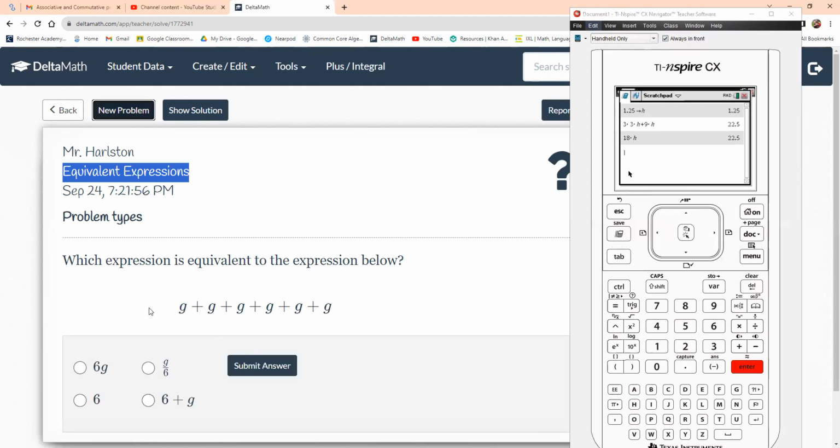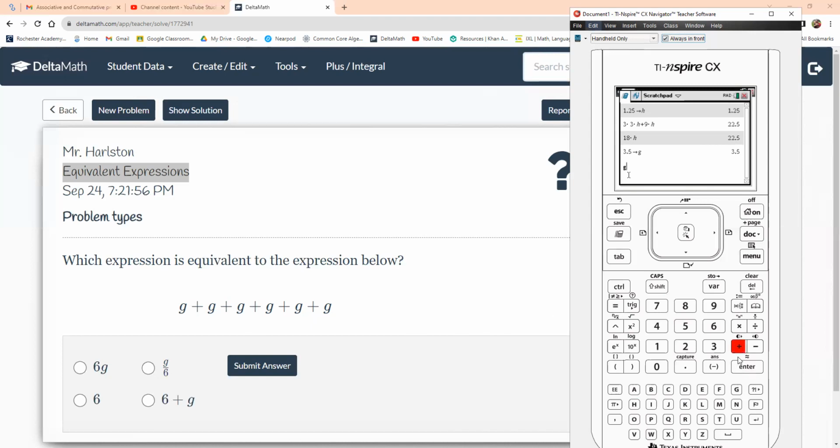All right, so this one, I have 1, 2, 3, 4, 5, 6 G's. I'm going to store $3.50 this time, just to show you you can use any number. And I'm going to store it into G. Press enter. Now I'm going to type this expression in, the original expression, exactly like it is. I'm not going to try to combine anything.